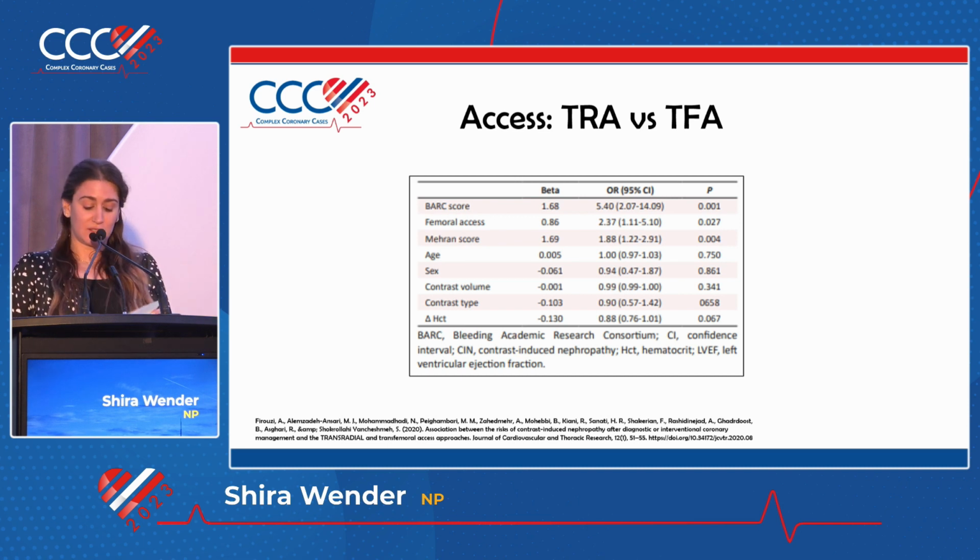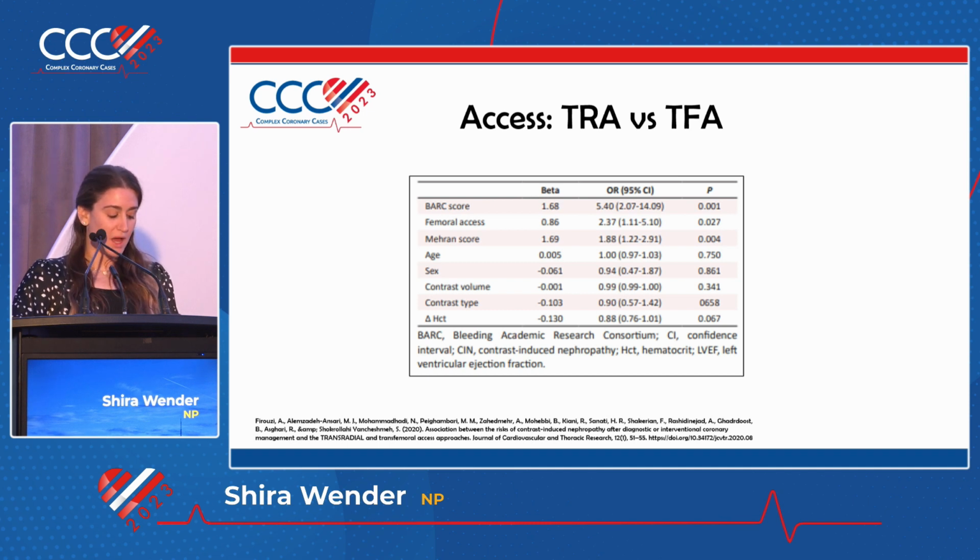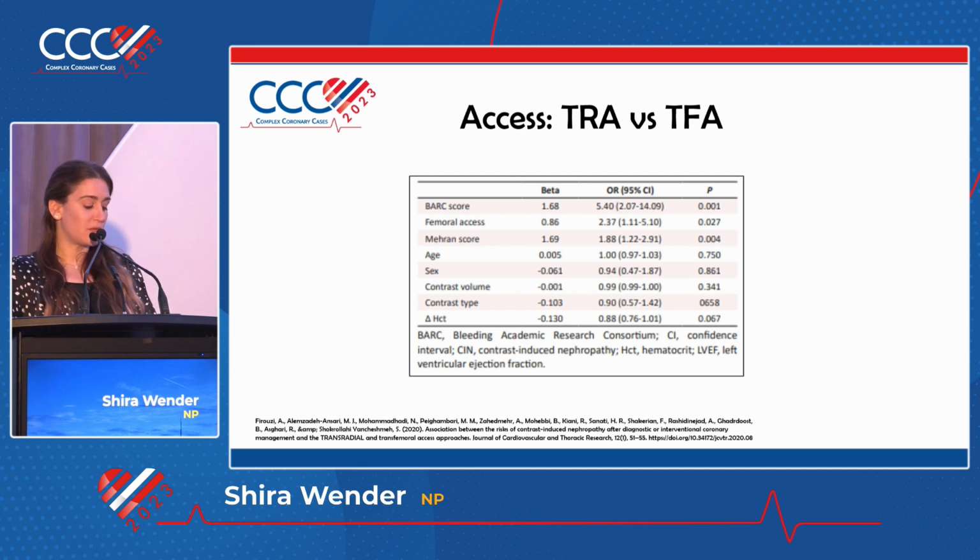So a very interesting study by Ferruzzi et al. examined the incidence of CIN in patients undergoing catheterization procedures via either the transradial approach or the transfemoral approach. This study showed the incidence of CIN was lower in the radial approach than in the femoral approach. It was 6.6% versus 15.1%.